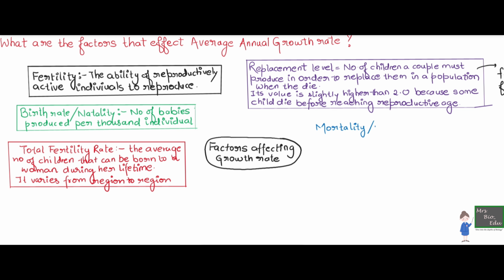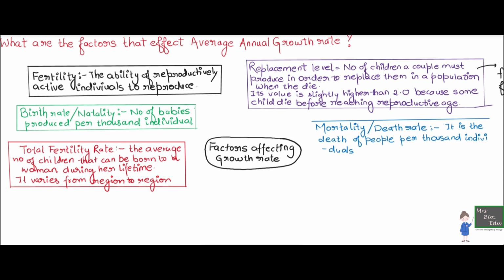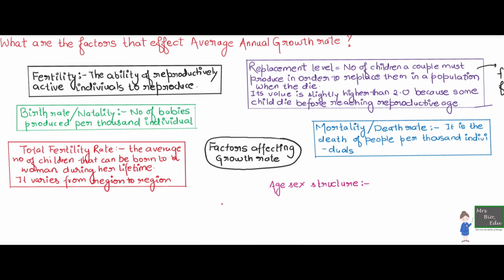Now, very similar to the birth rate, there is another parameter called mortality or the death rate. It is just exactly opposite of the definition. In board exams, a lot of times these two are asked as differentiate between. So we have to remember that they are exactly the same. The only difference is we talk about the number of deaths in mortality per 1,000 individuals per year, and in natality we talk about the number of babies produced per 1,000 individuals per year. So these are some of the basic factors that affect the growth rate.